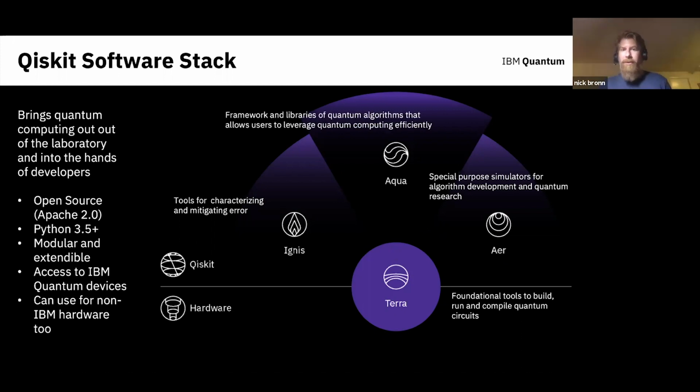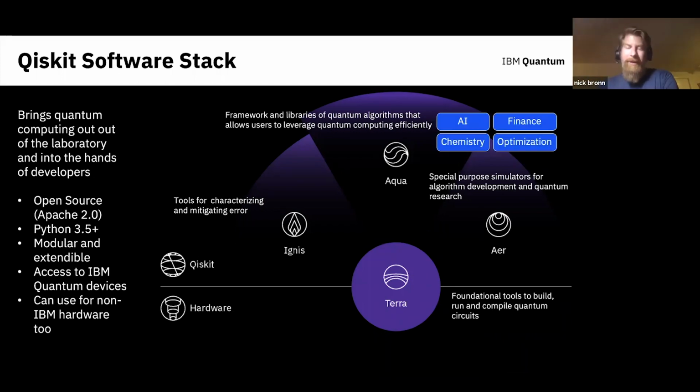And then we have Aqua, which is mainly a framework of libraries for domain experts in fields other than quantum computing, such as artificial intelligence, finance, chemistry. So these are kinds of things where, say, you're a quantum chemist and you don't really care about how a quantum computer works. You can just go in there and start taking molecular models and putting them into a system that will eventually compile down and be run on a quantum computer. So today, what I'm going to be talking about is a newer part of Terra called Pulse.